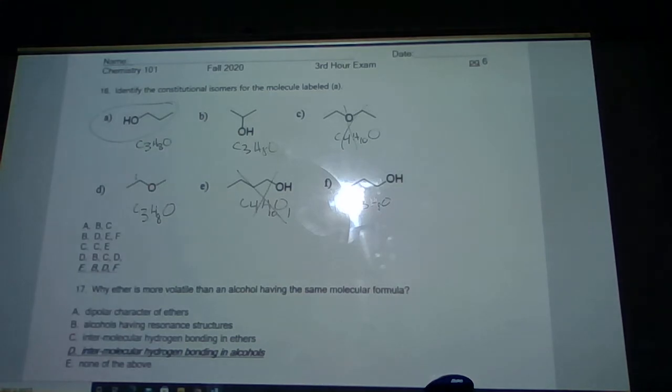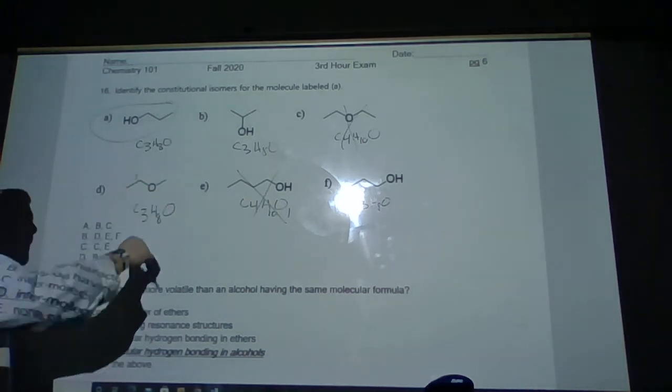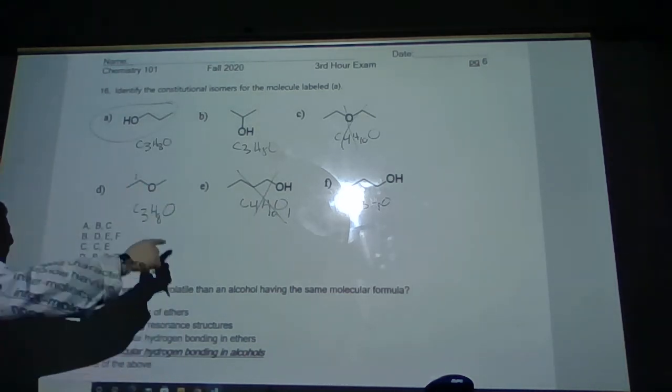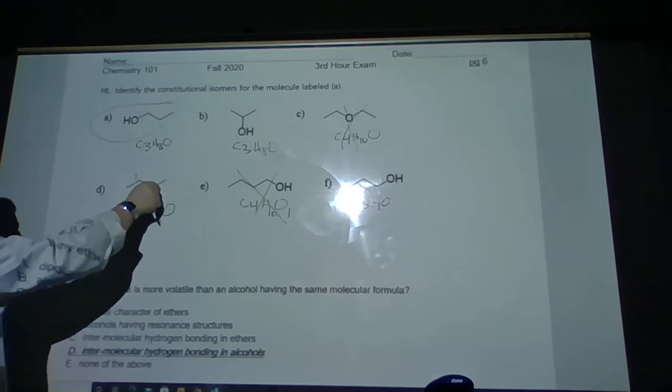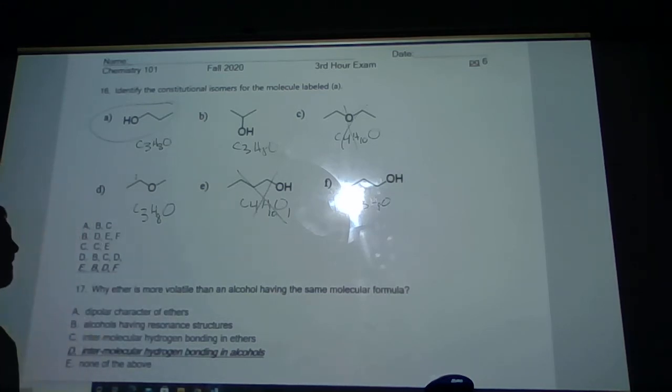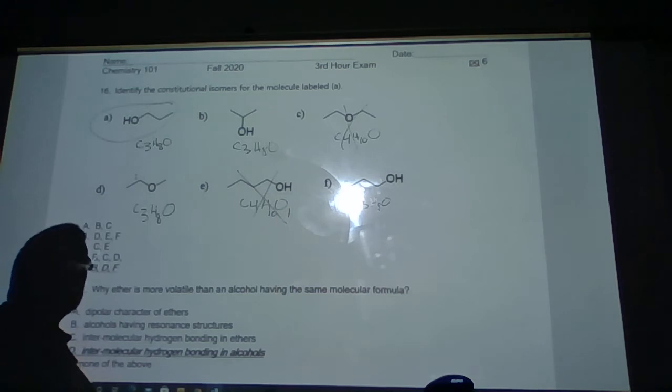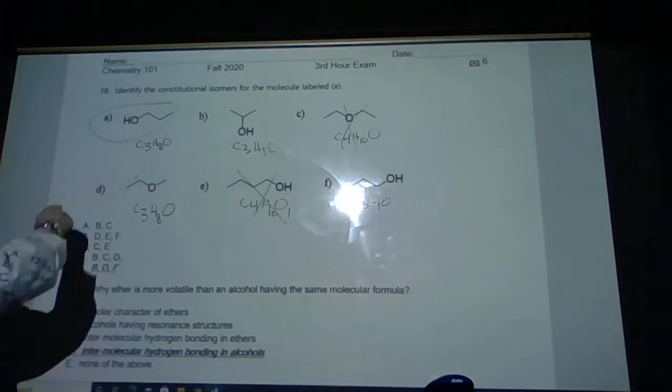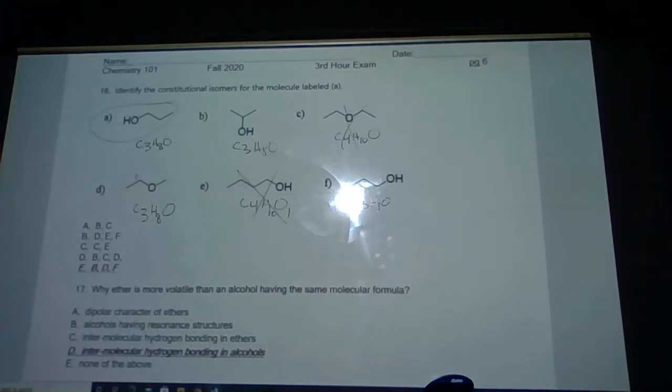Here, do we have things arranged differently? Yes. 1, 2, 3. Instead of an OH hanging off either end or the middle, we've got the oxygen now in the linear sequence of atoms. So B and D, F is an isomer of A. So the answer here should be B, D, and F.